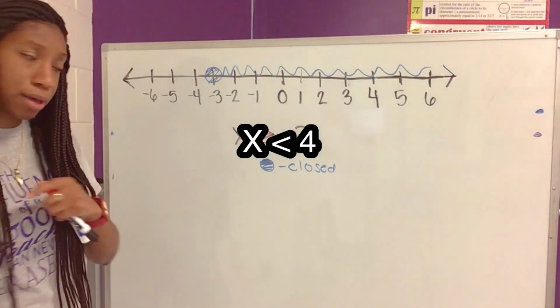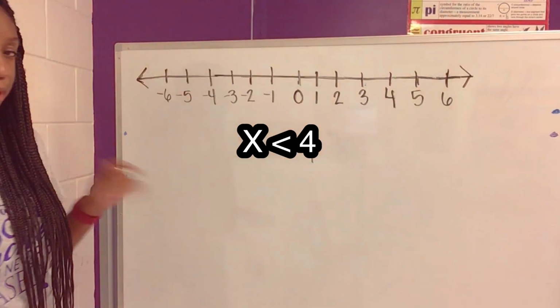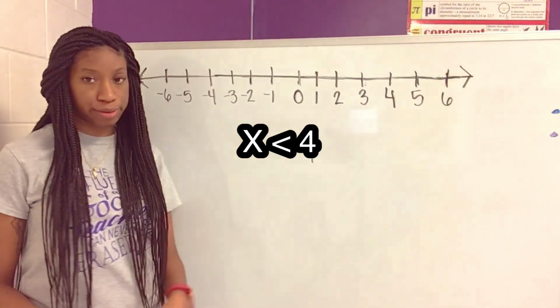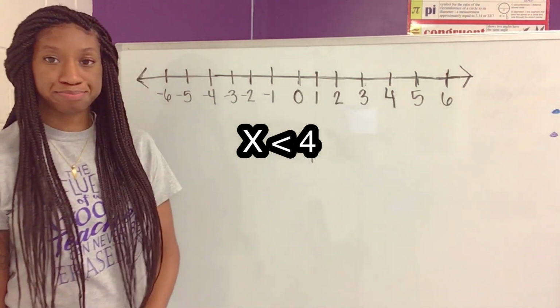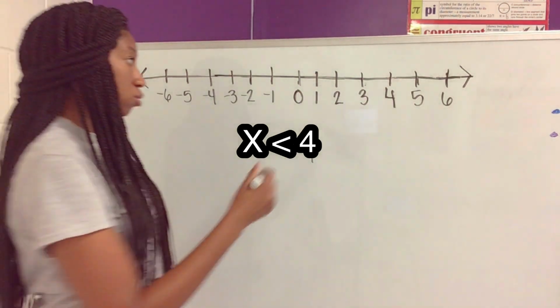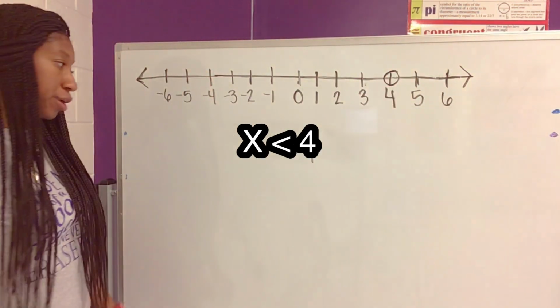So let's try one more example. All right, this time we got x is less than 4. So x is just less than 4. Where do you think we're going to start plotting our points? Good job. We're going to start with our solution. We're going to start at 4. For now, I'm going to put an open circle. All right, so we're starting at 4.